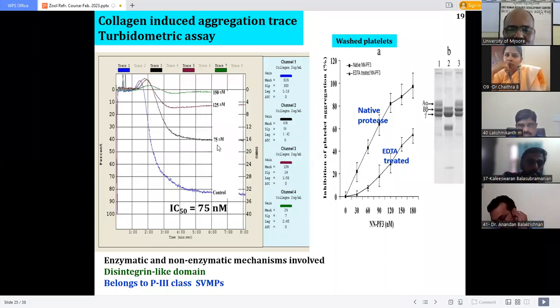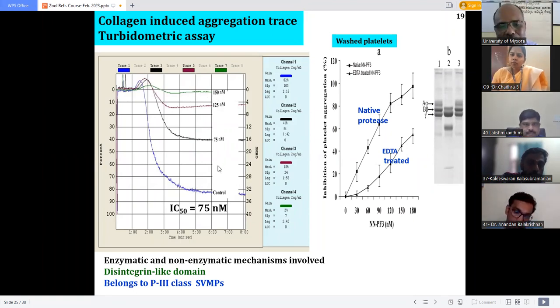In presence of our protease, the dose dependent effect, you can see the inhibition of aggregation here. At 150 nanomolar concentration, complete inhibition was achieved. You can see over here, it has an IC50 value of 75 nanomolar. So our protease is inhibiting collagen induced aggregation at nanomolar concentration. This is most important, nanomolar concentration.